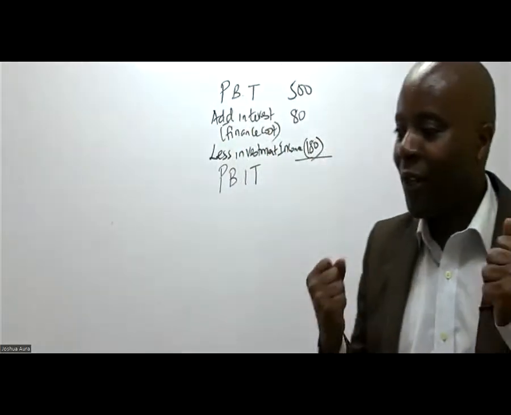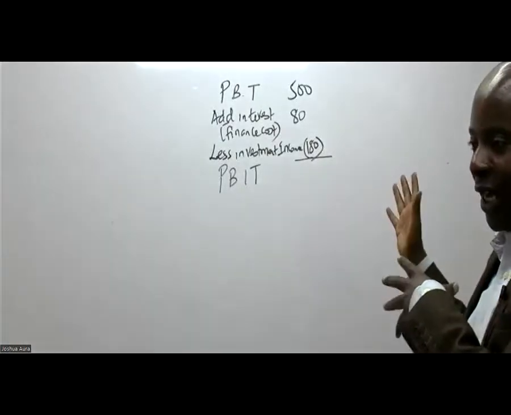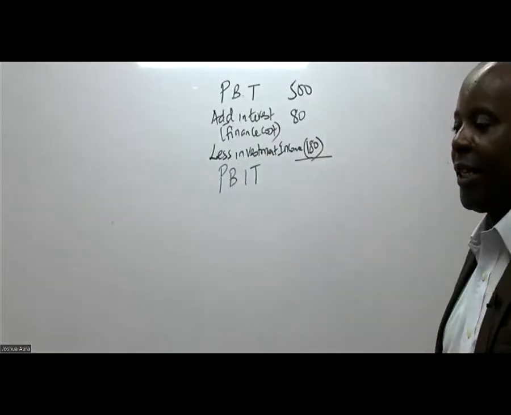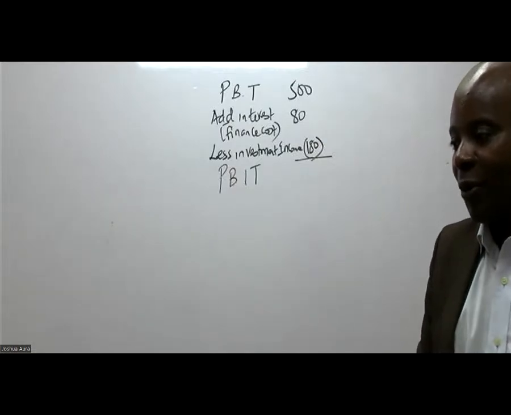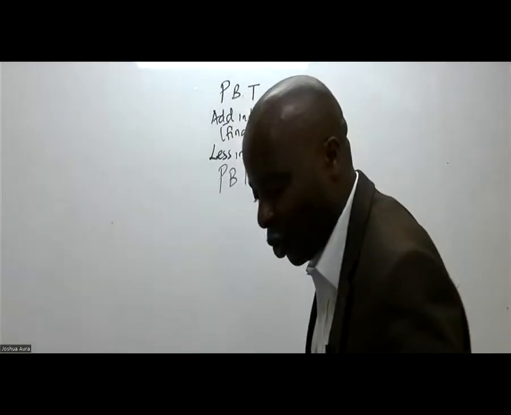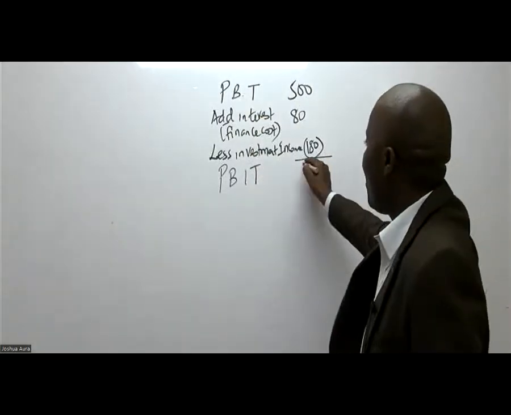Ladies and gentlemen, first of all, give me the figure. What figure are we talking about here? PBIT, the operating profit is supposed to be how much? The operating profit is supposed to be 400.